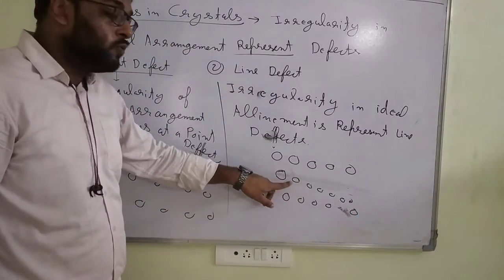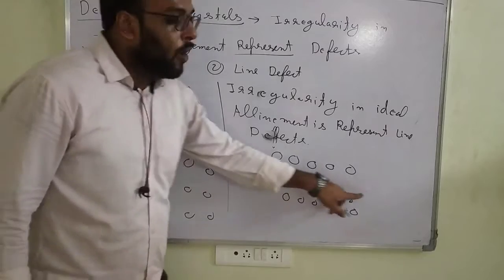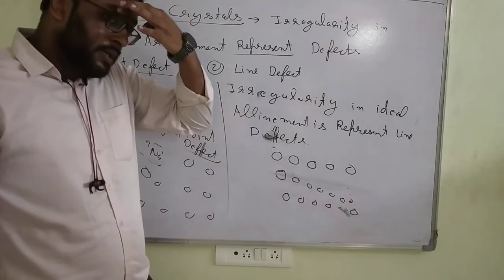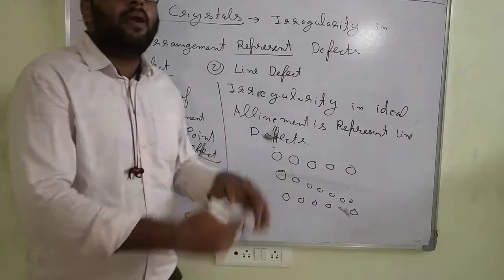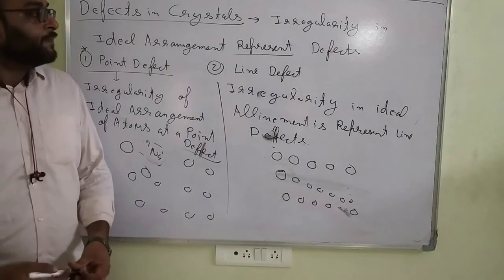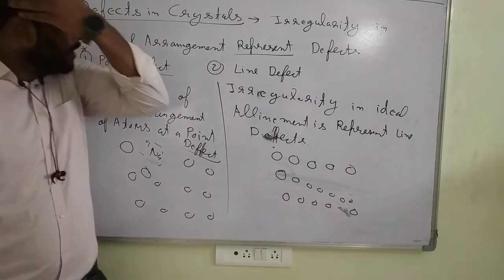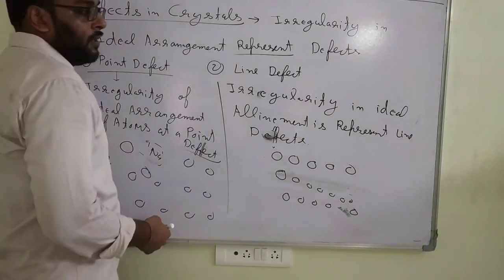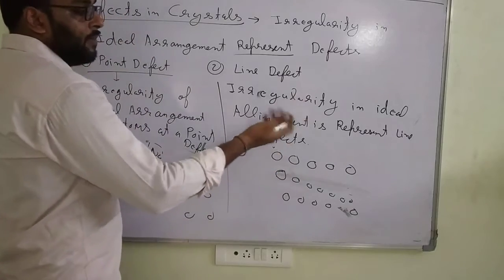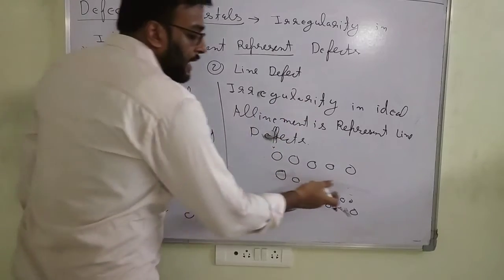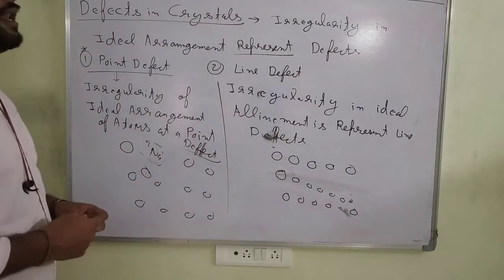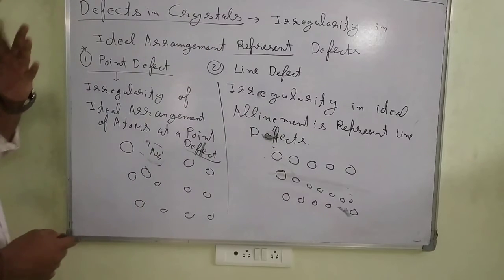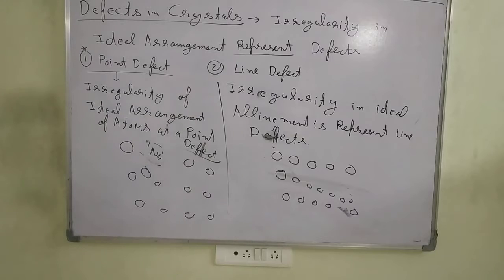Each atom is just next to another atom, but the alignment should be horizontal, and it gets disturbed due to some reason. So the alignment is not proper. So this represents the line defect. Are you getting my point? Irregularity in the ideal alignment of a line, any kind of error in the line, represents the line defect. Are you getting my point? Just pause the video and note down these points. Okay, I hope you noted this.